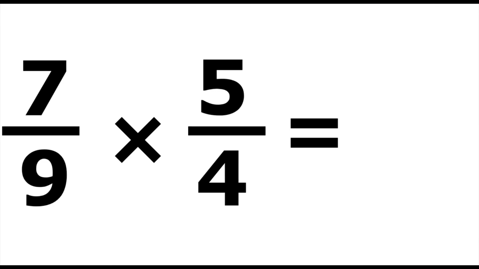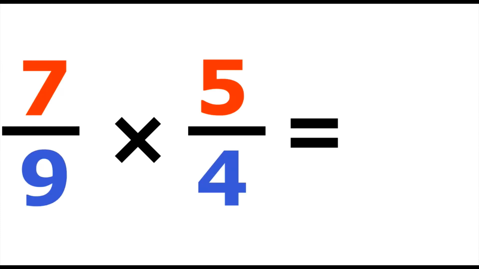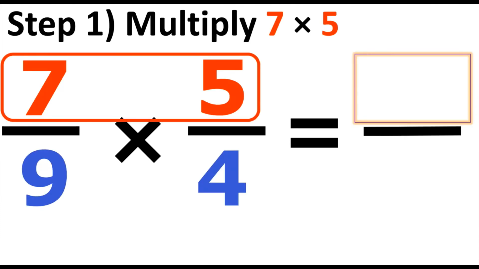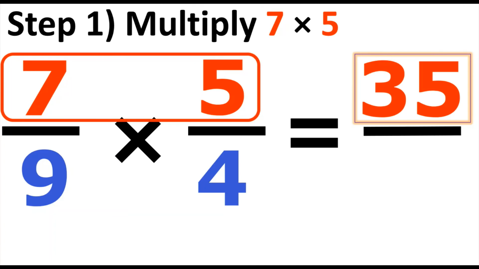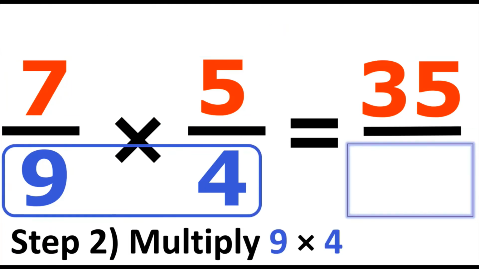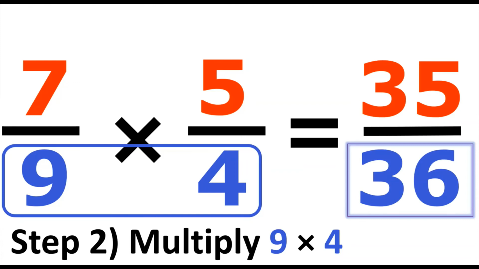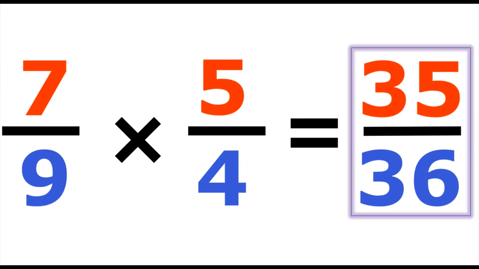Number 19. We have 7 over 9 times 5 over 4. We start up top, multiply straight across. We have 7 times 5, which gives us 35. At the bottom, we multiply straight across. We have a 9 and a 4. 9 times 4 gives us 36. So the answer is 35 over 36.